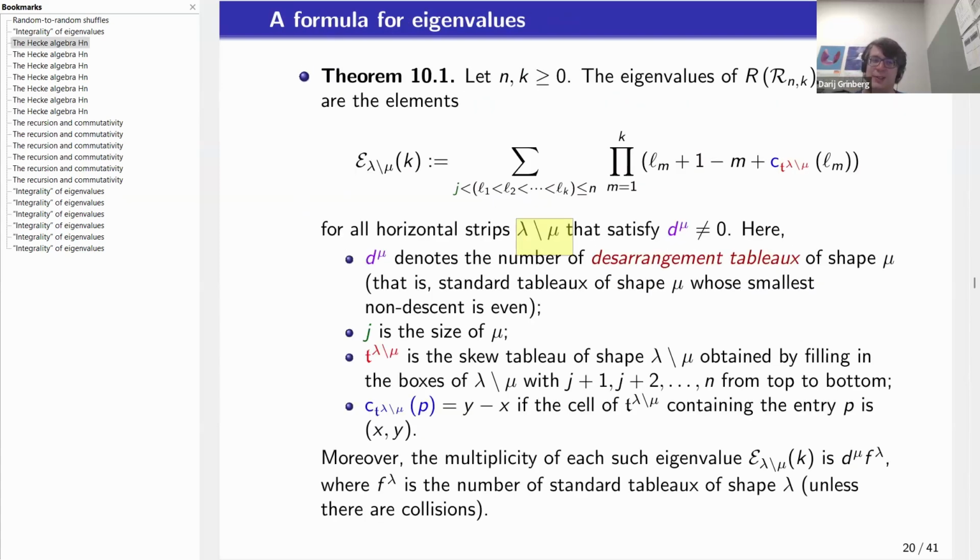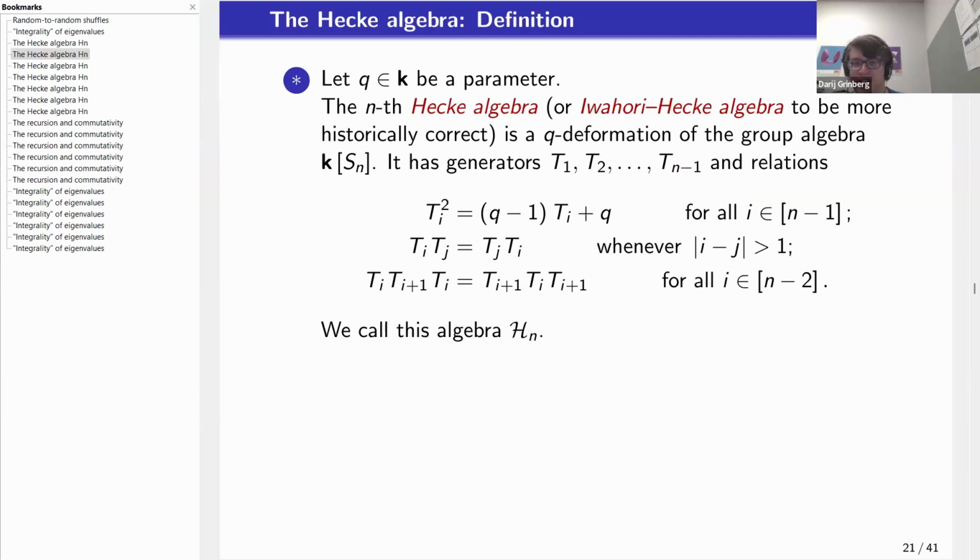Okay, so horrible formula, right? Well, it gets worse because we can q-deform the whole thing. And q-deforming many things is easy. Numbers just become q-integers. But q-deforming the symmetric group algebra is not that easy. And the answer isn't that old. It's called the Hecke algebra or Iwahori-Hecke algebra.